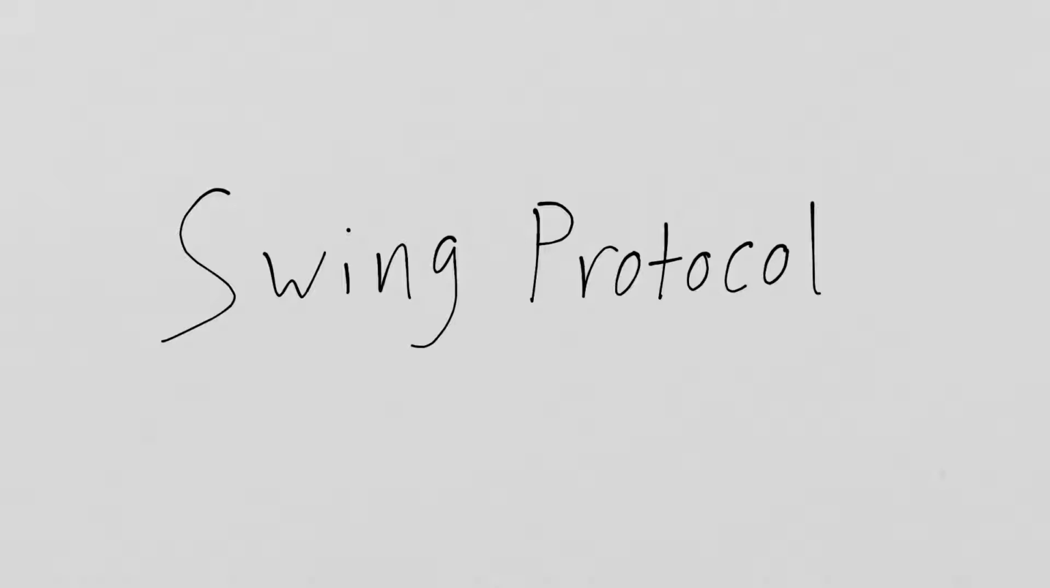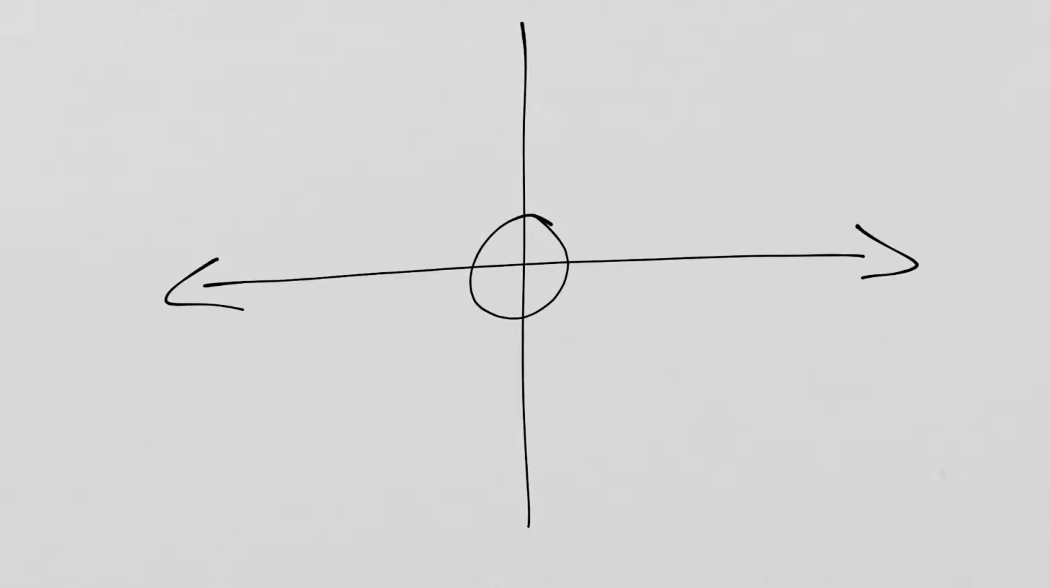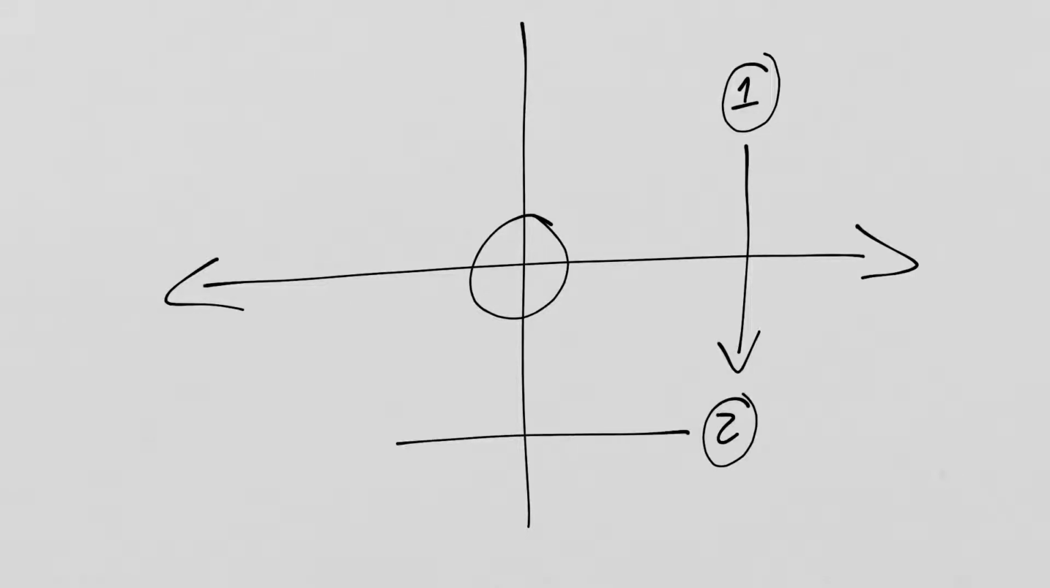The second alternate loop I call the swing protocol. This loop can begin in either of the top 2 squares. From whichever of the squares you begin in, you move down, and then over, and then up, probing and exploring at each stop.